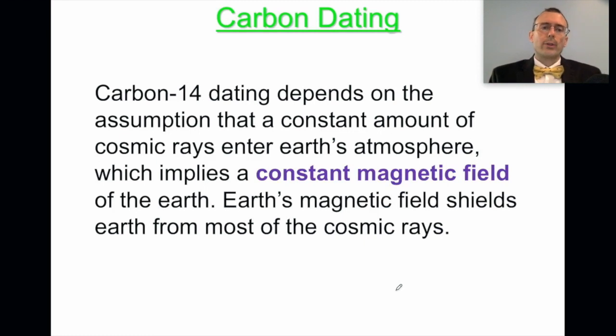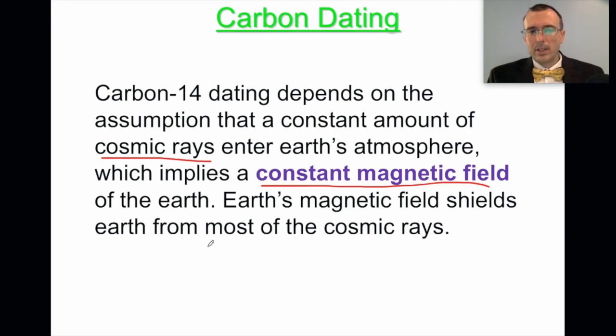All right. One other thing to note about carbon-14 dating is it assumes a constant amount of cosmic rays, right? Because cosmic rays create that carbon-14 in the atmosphere. Now, it would make sense that they're fairly constant. However, we also have to remember that that would mean we have a constant magnetic field from the Earth. And if that magnetic field changes, you could actually change the amount of cosmic rays entering the Earth, which could change the amount of carbon-14 in the atmosphere.